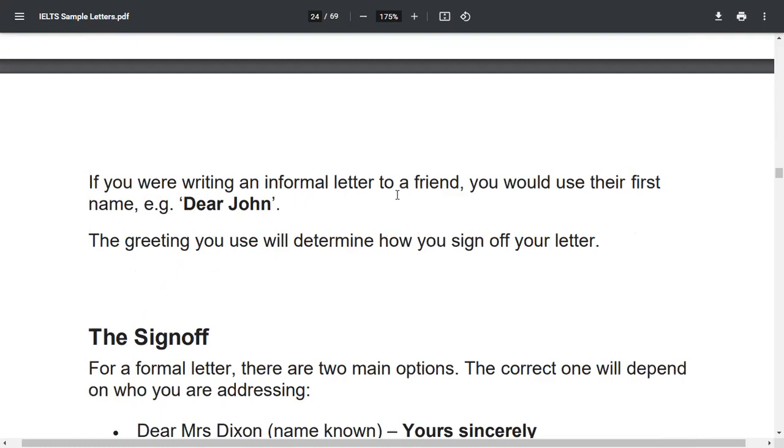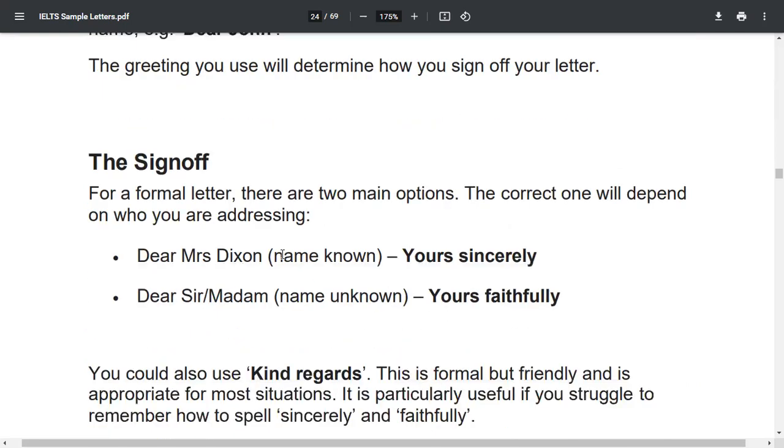If you were writing an informal letter to a friend, you would use the first name only. For example, Dear John. The greeting you use will determine how you sign off your letter. So how do we sign off the letter? For the formal letter, there are two main options. The correct one will depend on who you are addressing. For example, if you start the letter with Dear Mrs. Dixon, which is a known name, then you will have to end the letter with yours sincerely. And if you start the letter with Dear Sir or Madam, which is an unknown name, then you will have to end the letter with yours faithfully.